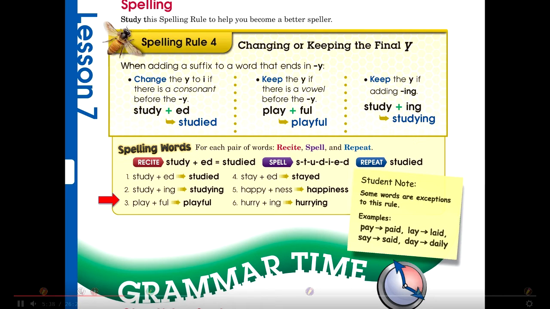Word 3 is playful. Play plus full equals playful. P-L-A-Y-F-U-L, playful. Word 4 is stayed. Stay plus ed equals stayed. S-T-A-Y-E-D, stayed. The next word is happiness. Happy plus ness equals happiness.